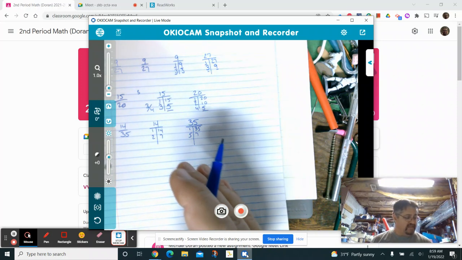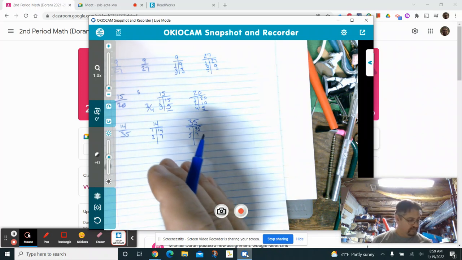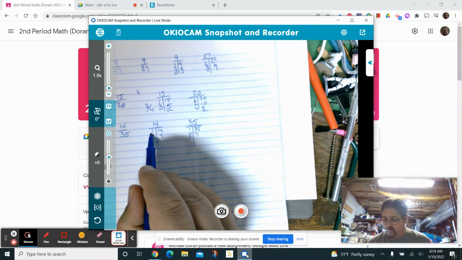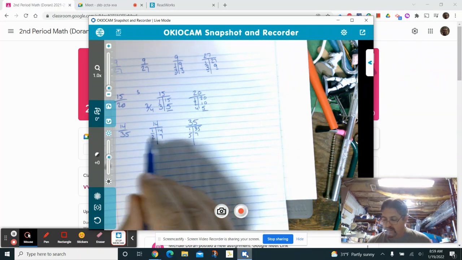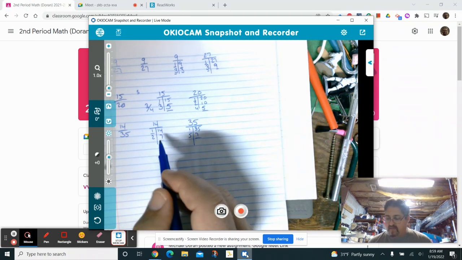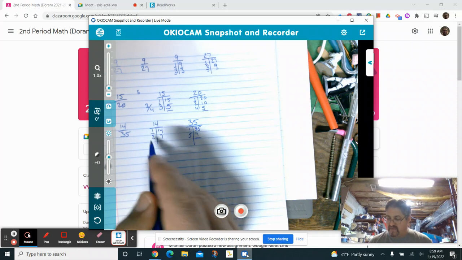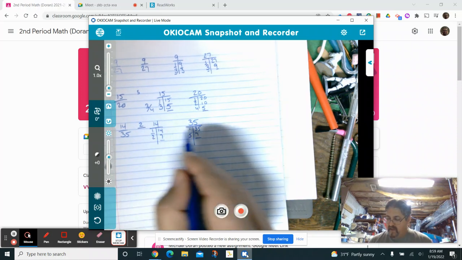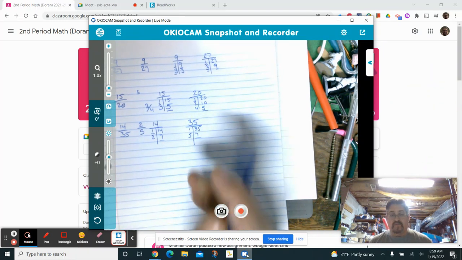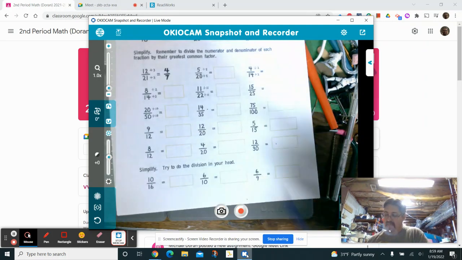So what is our greatest common factor? Well, the only common factors we have are 1, not 2, not 5, and 7. 7 would be our greatest common factor. Right across from the 7 for 14 is 2. And for 35, right across from the 7 is 5. 2/5. That's it. That's as simple as these get. Okay?